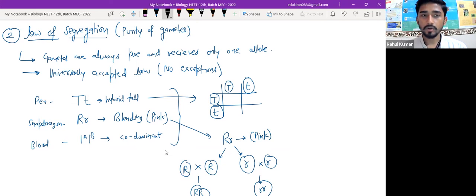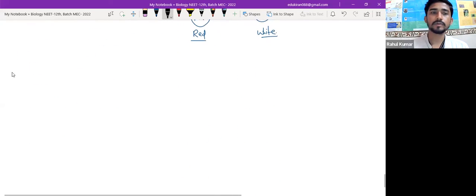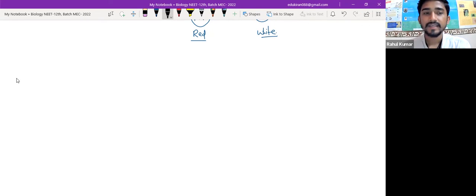Now the third law is known as the law of independent assortment. This law talks about two different characters. So to understand that law, we have to move from a monohybrid cross, which means single gene inheritance, to a double gene inheritance, also known as two gene inheritance.